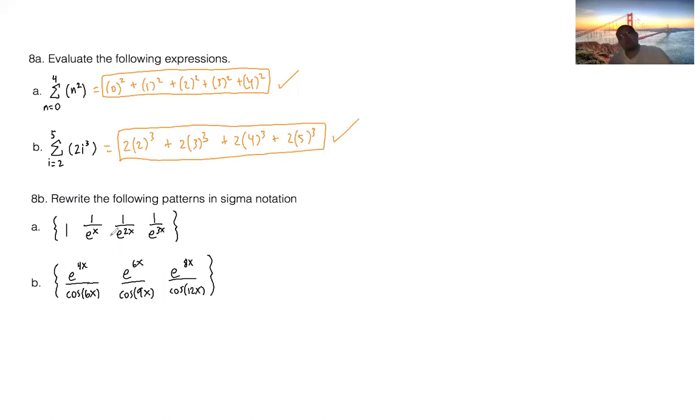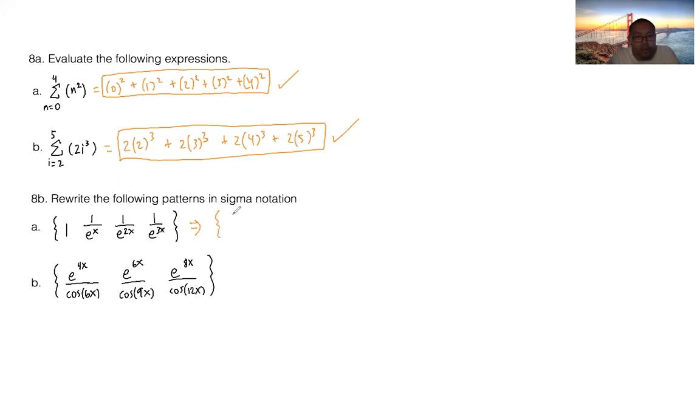Here is the opposite. We're looking for patterns. We write the following patterns in sigma notation. And so here you can see that 1 over e to the x, 1 over e to the 2x, 1 over e to the 3x. In this case, the pattern is not in the top, right? And so let's rewrite this 1 so we can compare.